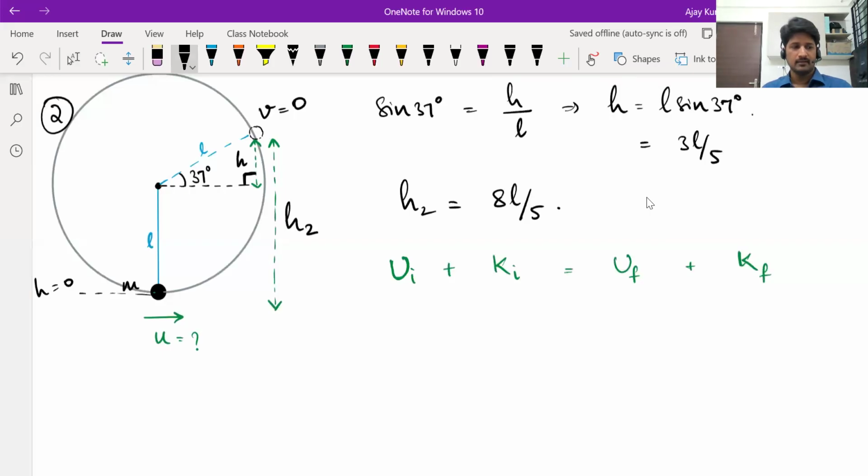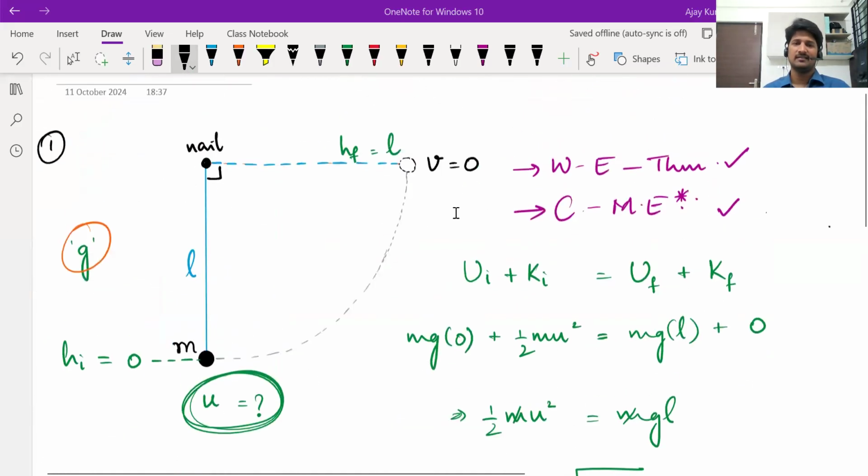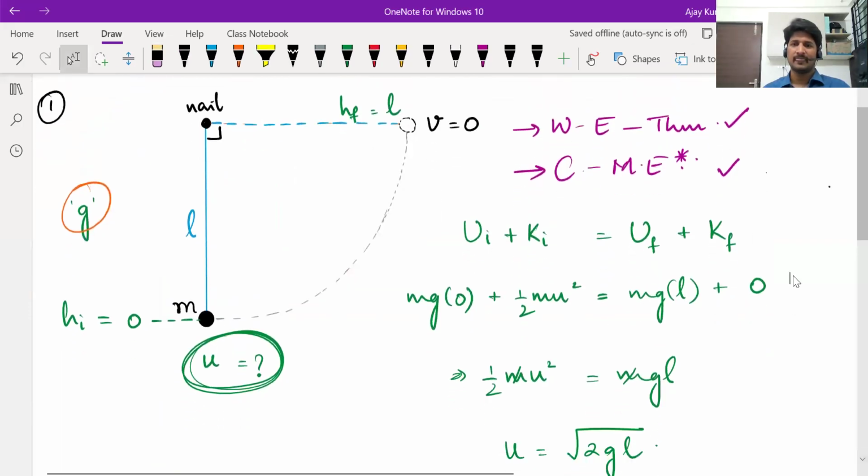Rishi, what's the formula we use for gravitational potential energy? mg(h2 minus h1), sir. See, mg(h2 minus h1) is the change in potential energy. But at this particular position, how much is the potential energy? How will you specify? What did we do in the last problem? Sir, we found out that u is equal to root 2gL. How much initial potential energy did we take?